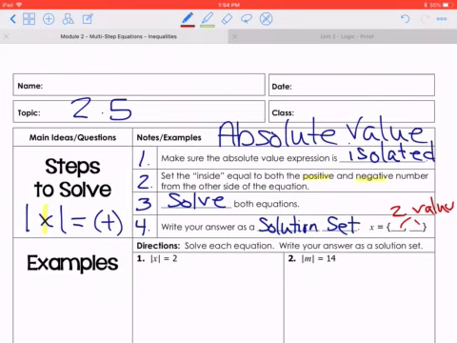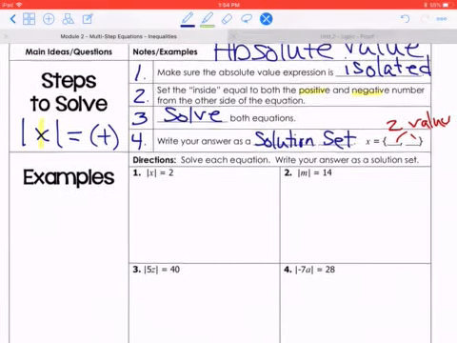So let's try some examples. If you're feeling a little confused right now, that is okay. I think once we do the examples, that is going to help. So let's look down here.